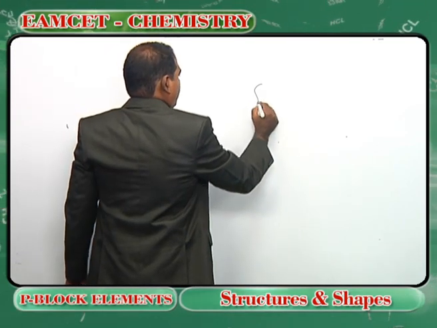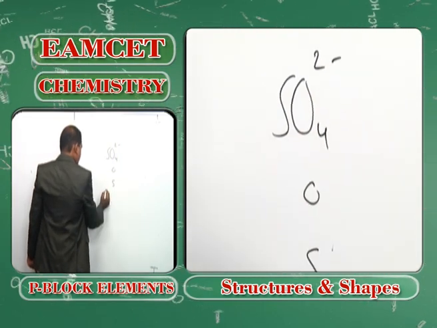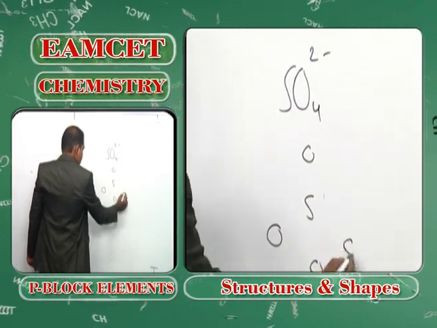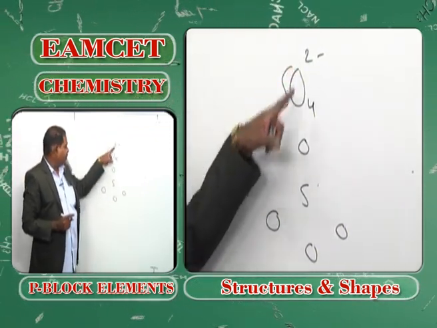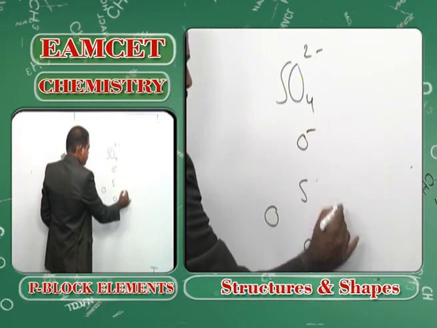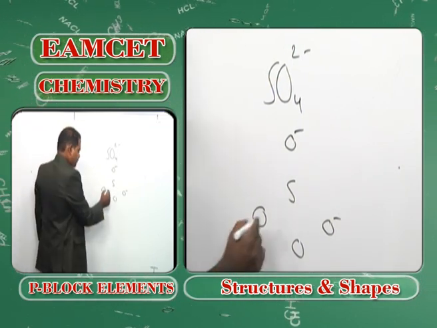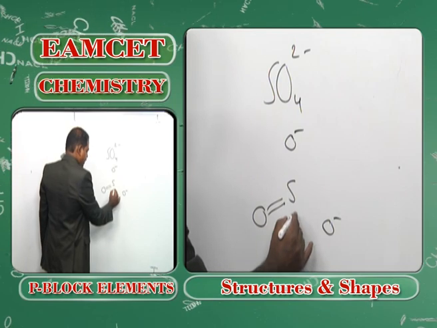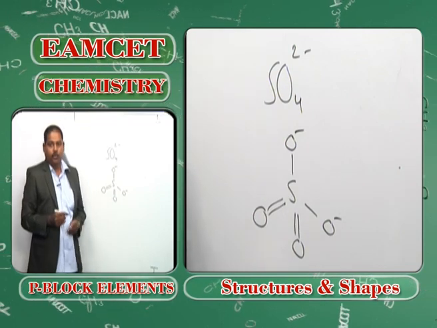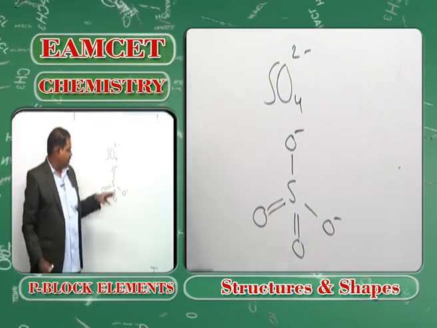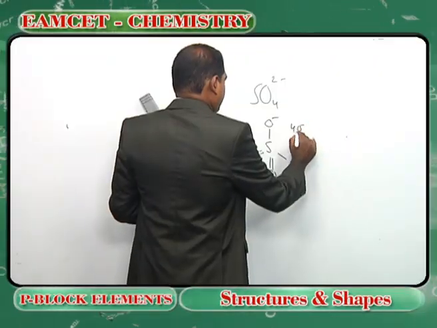SO4 2 minus, how will you draw? 1 sulfur, 4 oxygens, 2 of them are minus. So, put 2 minus here, O minus, O minus. And what is the role of oxygen? Oxygen forms 2 bonds. Oxygen again forms 2 bonds, O minus forms 1 bond. So, SO4 2 minus sulfate ion contains 6 bonds, 4 of them are sigma and 2 of them are pi, 4 sigma, 2 pi.